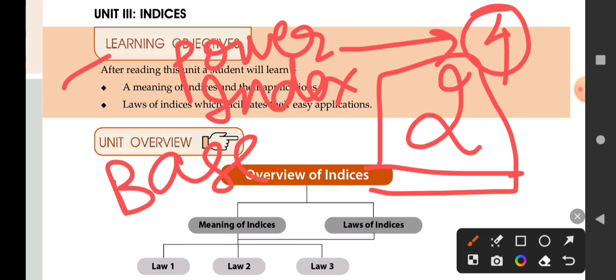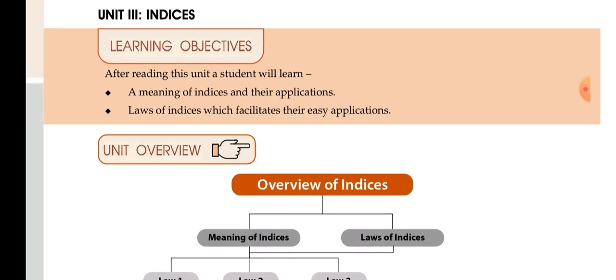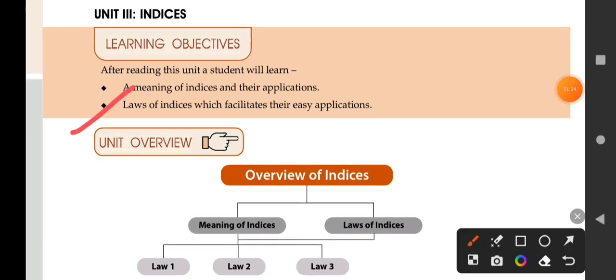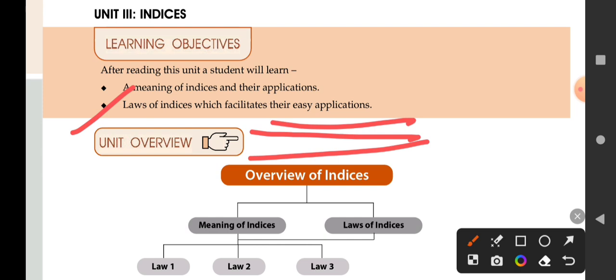We are going to study what they give us, how they give us more ease in our calculations, what their applications are, and what their laws are. The laws of indices facilitate their easy applications. So these laws are very, very important.